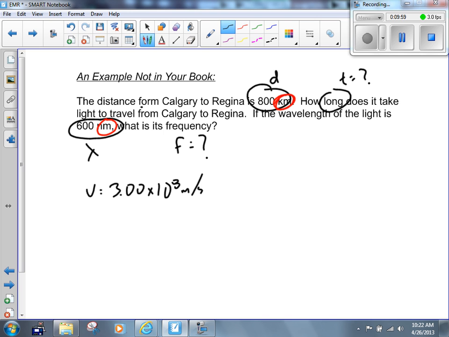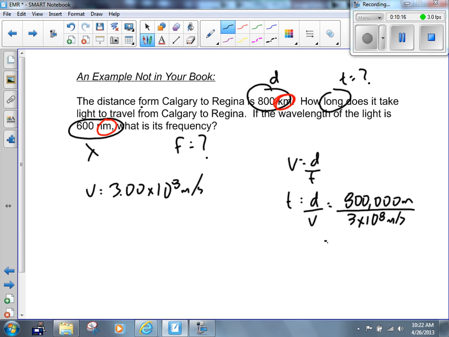The distance is 800 kilometers. We want to find the time. Let's just use the equation v equals d over t. Rearrange it to get t. I get d over v. That's 800,000 meters divided by 3 times 10 to the 8. What do you get for that, Carson? Times 10 to the negative 12?